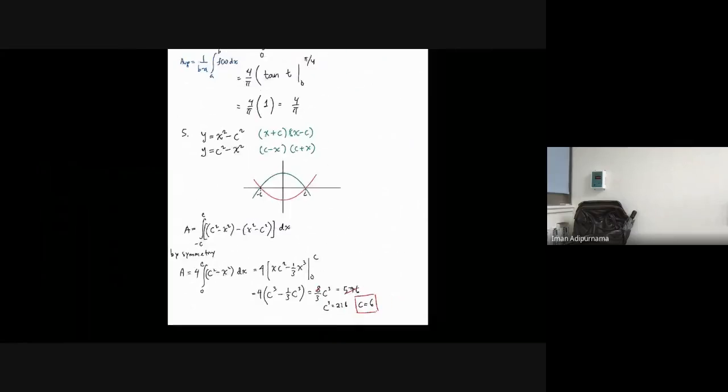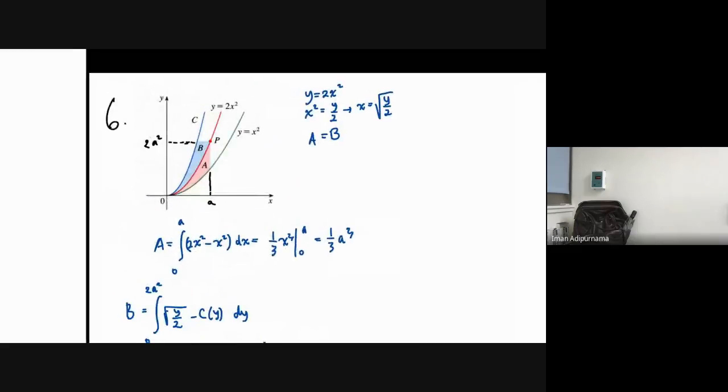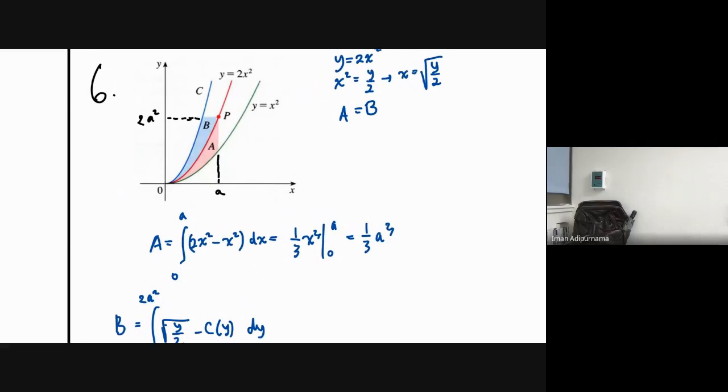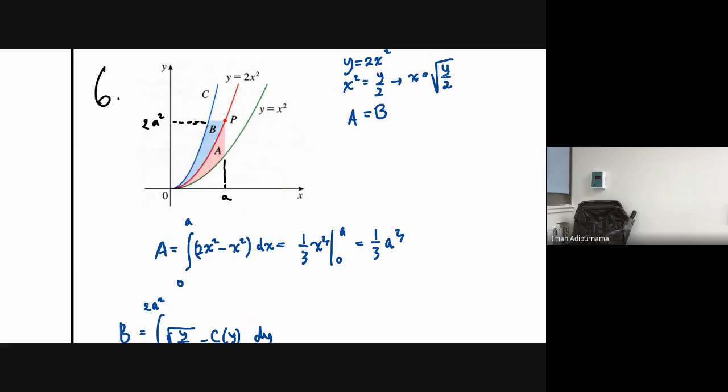Okay, that's number 5. And the last question is a little bit tricky. What I did is I put a for point P, and then that P is on 2x squared, right? So I have 2a squared here. So the coordinate will be a and 2a squared. A and B are equal.